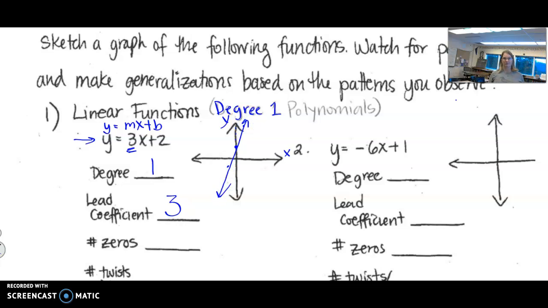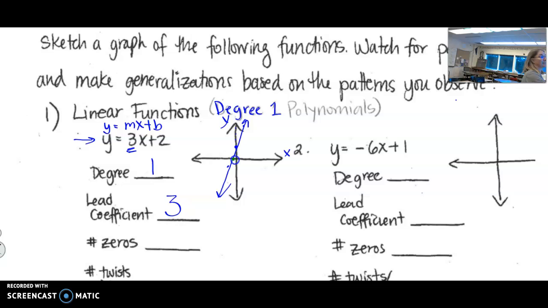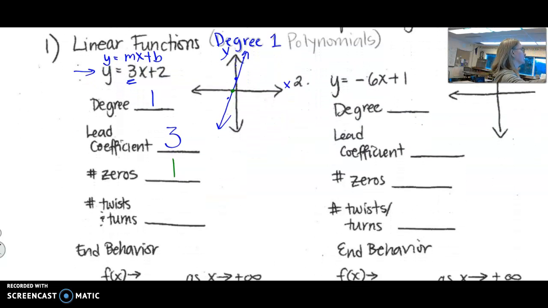How many zeros do you see? Zeros are your x-intercepts. How many x-intercepts, I should say, do we see? We see one x-intercept. And number of twists and turns. Well, a linear function is a straight line. There are 0 twists and turns for the linear function.